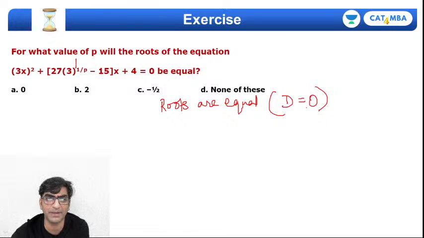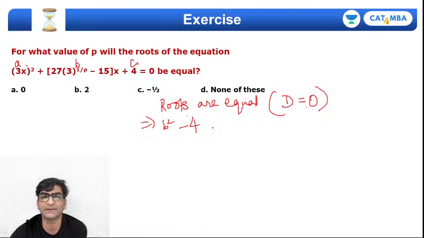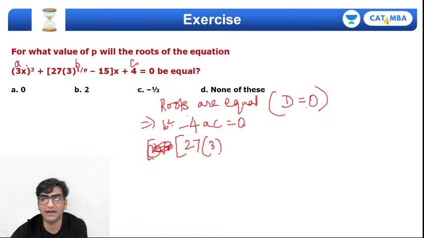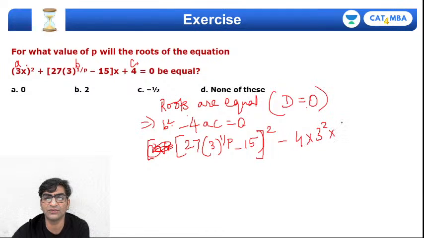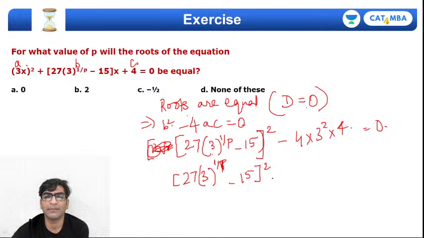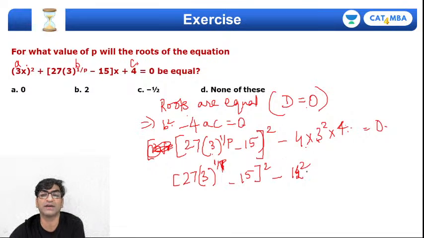d equal to 0 मतलब b square, ये है ना b, ये a है 3 square और ये c है 4. So roots are equal means b square minus 4ac should be equal to 0. b square क्या होगा? 27 times 3 power 1 by p minus 15 whole squared minus 4 into 3 square into 4, right. So this should be equal to 0, right. तो ये a square minus, अब इसको ऐसे लिख सकते हैं ना, 27 times 3 power 1 by p minus 15 the whole squared minus, this can be written as 12 the whole square, and 4 into 4 16 into 9 144, that is 12 square, right.